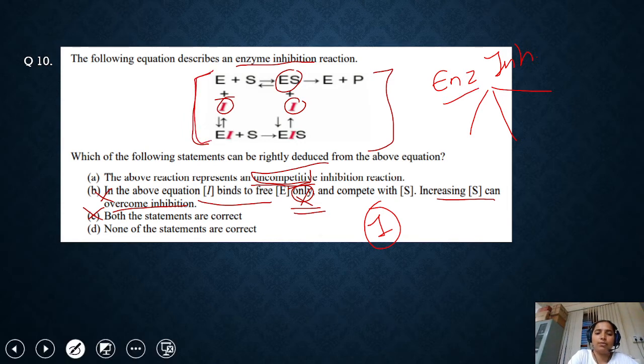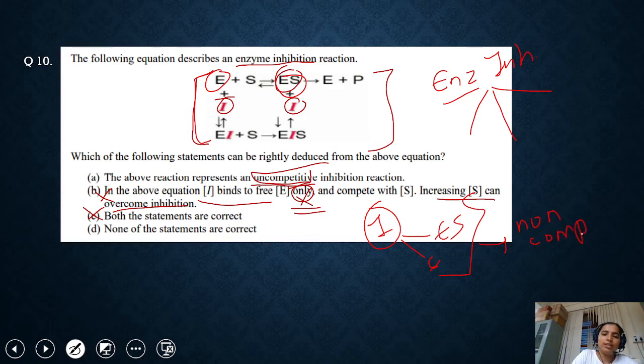Suppose in this given equation it is reacting with the enzyme E, and it is also reacting with ES. So it is inhibiting in both ways, by reacting with the enzyme and by reacting with ES also. This type of inhibition is called non-competitive.